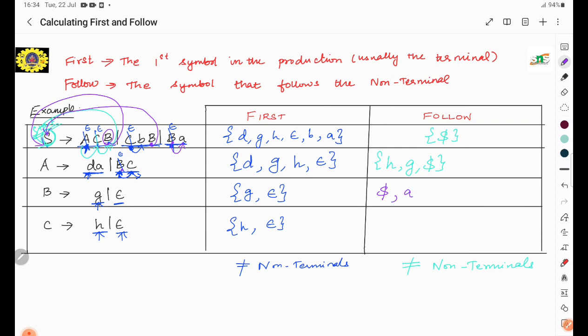Next we have a B here. Following B we have capital C. Capital C cannot be directly written over here, so we have to refer to the first of capital C, which is H, empty. Empty cannot be written in the follow. When we have empty here, we will make a move from RHS to LHS. So we have to copy the followers of A to followers of B. So H is already there, G to be written, and dollar is already written.